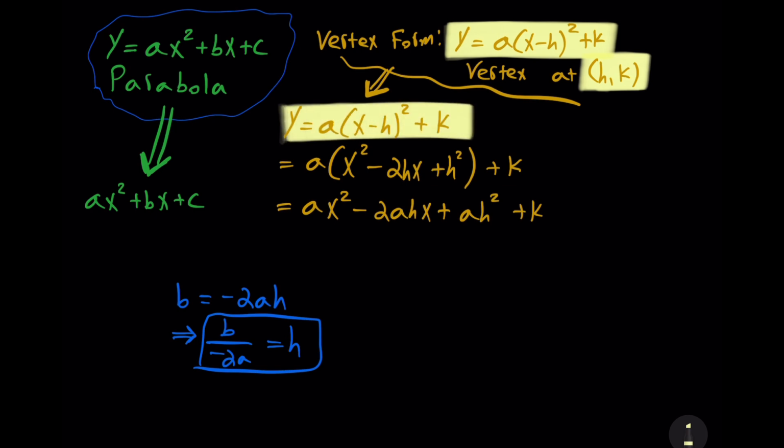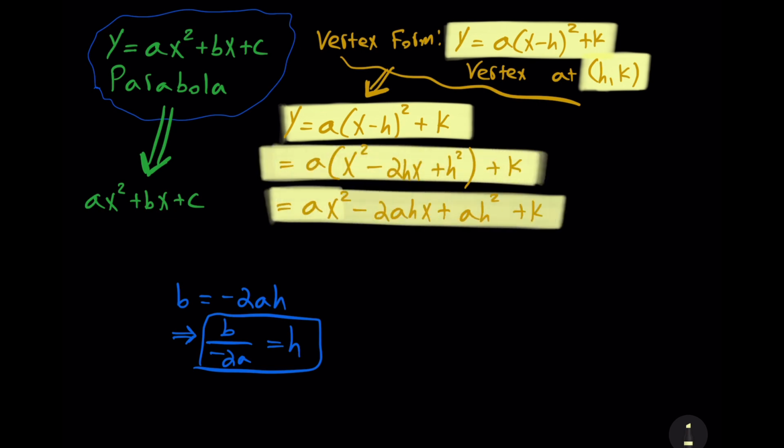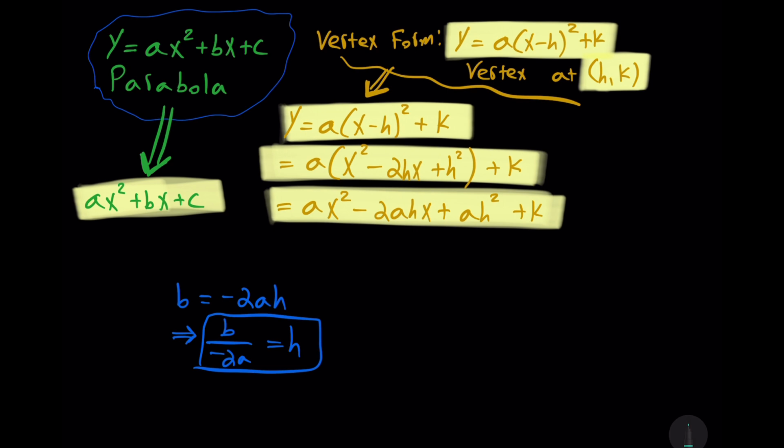We can take that vertex form, square that x minus h to get this, and then distribute that a to get this. Then we can take the standard form of a parabola, ax squared plus bx plus c, and set it equal to that vertex form, and then link the coefficients. So we can say that b is going to equal minus 2ah. We solve for h, and we get b over minus 2a. And that must indeed be the x-coordinate of the vertex, and in fact is.